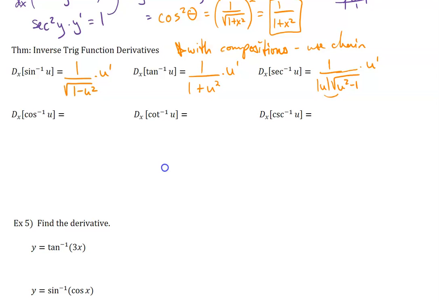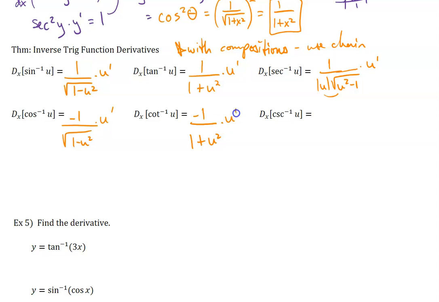Now, the cofunctions here are a little bit easier to remember if you can remember these three, and that's because these three derivatives are just negatives. So the derivative of cosine inverse is negative 1 over root 1 minus u squared times u prime. Cotangent inverse has a derivative of negative 1 over 1 plus u squared times u prime. And cosecant inverse has a derivative of negative 1 over absolute value of u times root u squared minus 1 times u prime. Okay, so if you can memorize these three, then these three are easier because we can just put a negative in front if the function starts with a co.